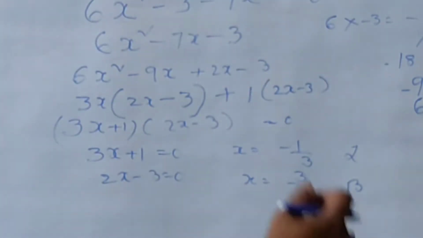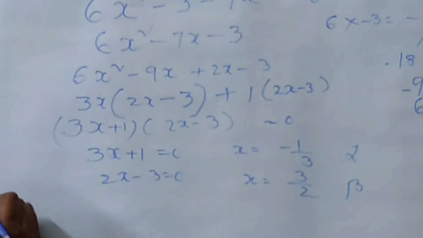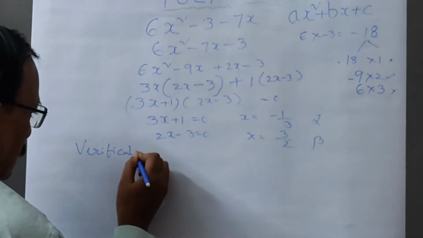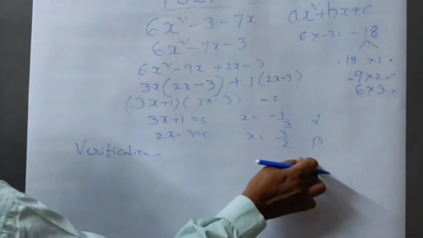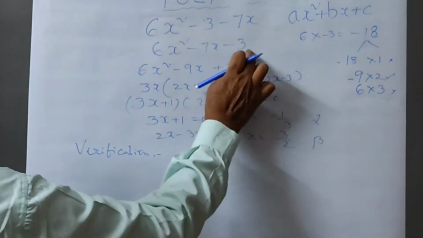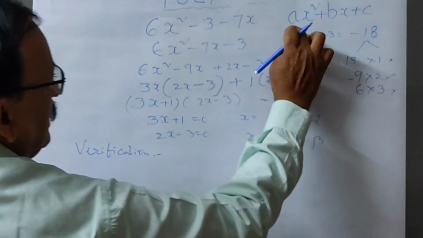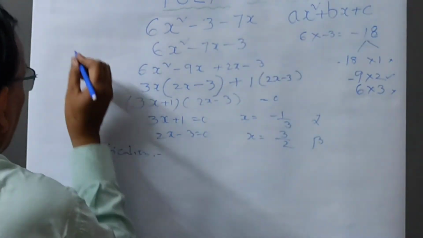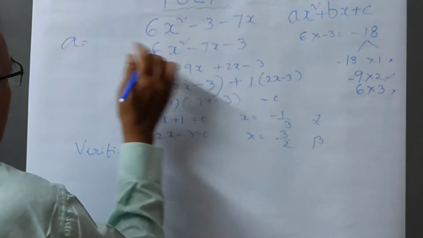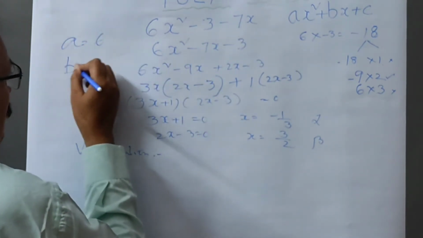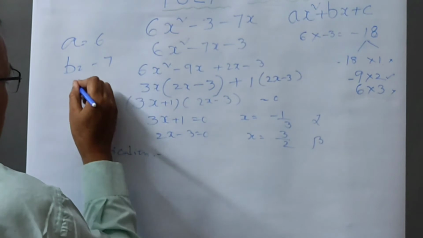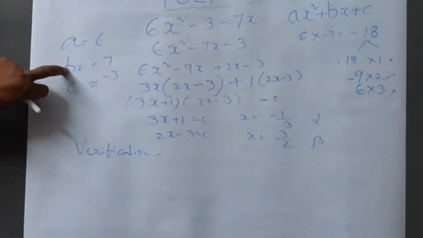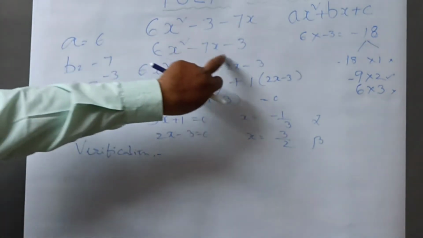Now verification: we have to verify the zeros related to the coefficients. Here our general formula is ax square plus bx plus c. If we apply this, a is equal to 6, b is equal to minus 7 and c is equal to minus 3. Here are the a, b, c values from this equation.